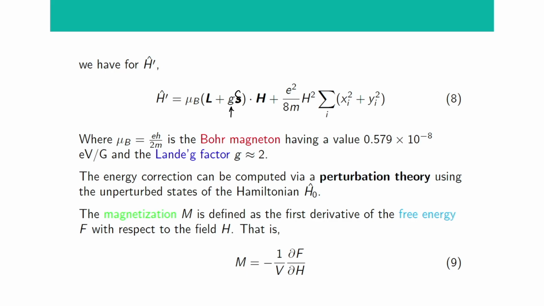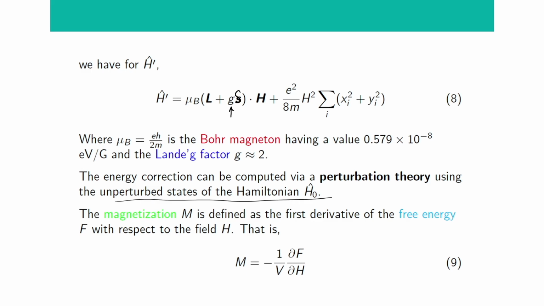So, the energy correction can be computed using a perturbation theory, and using the unperturbed states of this Hamiltonian, which is the Hamiltonian without the magnetic field, that is H0. And this is the basics of perturbation theory, that you do not know what the eigenfunction of the total Hamiltonian is, and if you can identify a term which can be used as a perturbation because of its smallness, then you can employ the eigenfunctions of H0 to compute the correction in energy and even the correction in wave function.